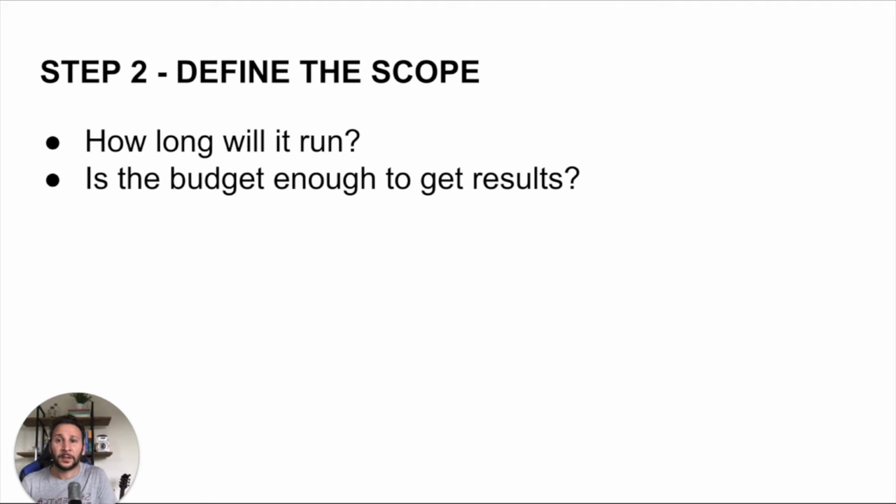And then as a second step, you need to define the scope of the test. How long will it run? Right? It cannot run forever, or it cannot be undefined, right? I mean, you should say, oh, we are going to run this for a week. We are going to run this for a month, but you need to have a scope, right? The second question is super related to the first one, which is: is the budget enough to get results?